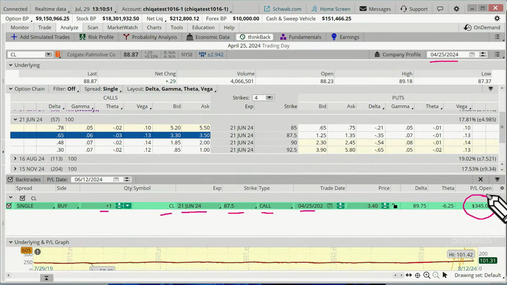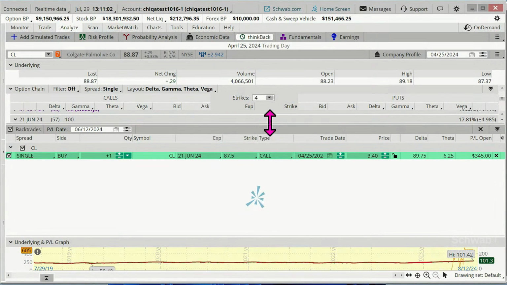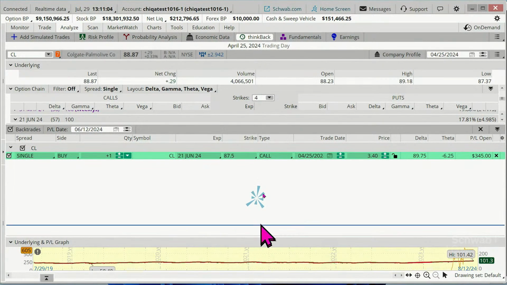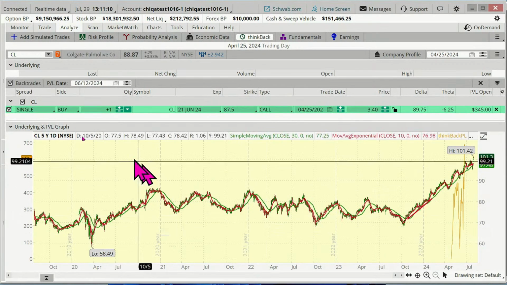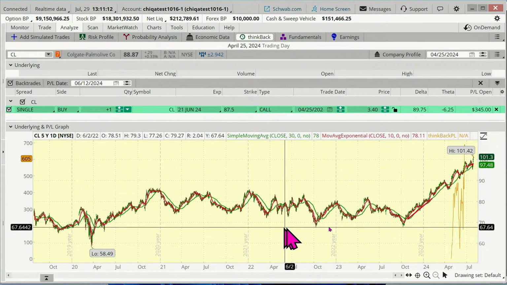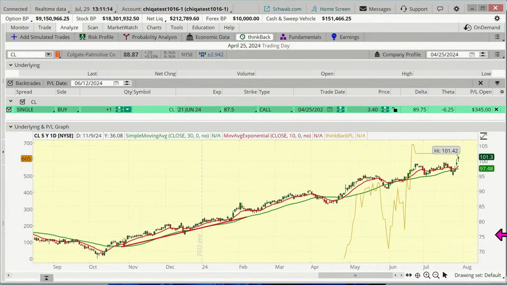Now, so this is the key figure right here, $345. Okay, so I can see how much money I would have made, or approximately, right? And this doesn't include commissions. I'm not including commissions here, but I can also see, as I look at this, that I'm kind of zoomed in. I don't want a 5-year graph here.